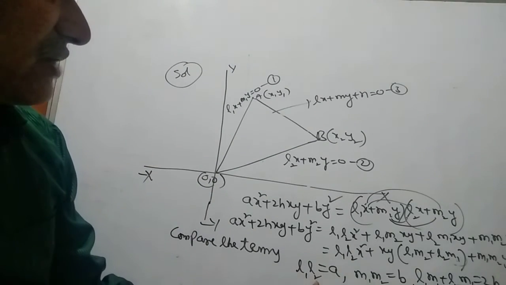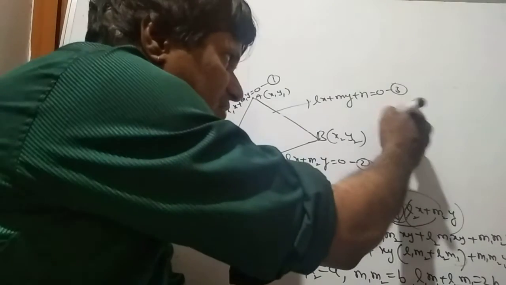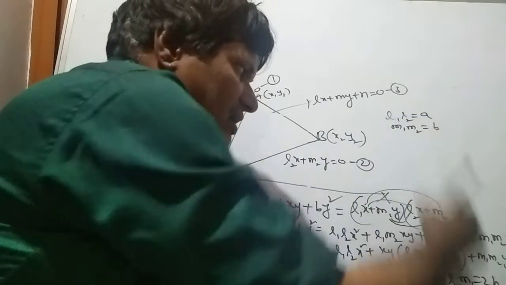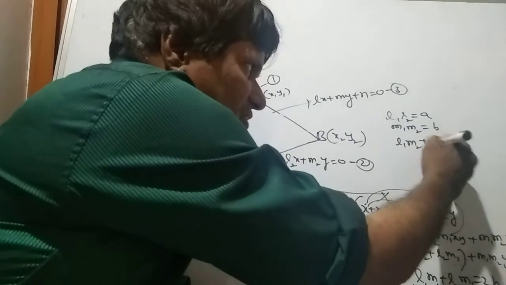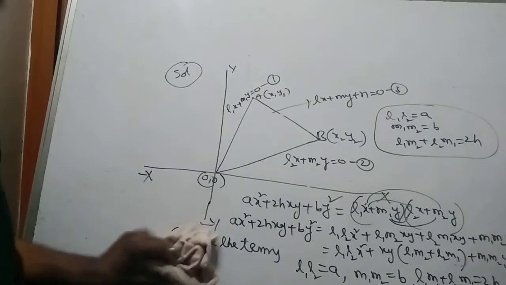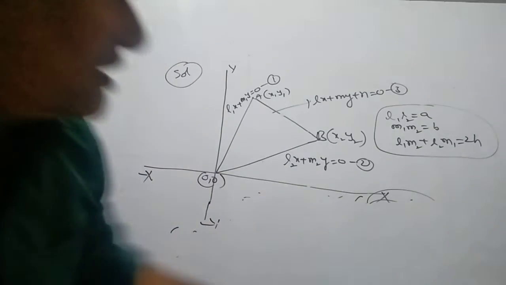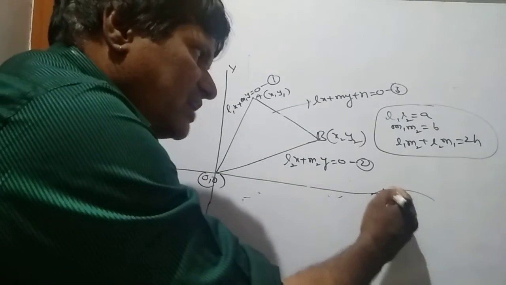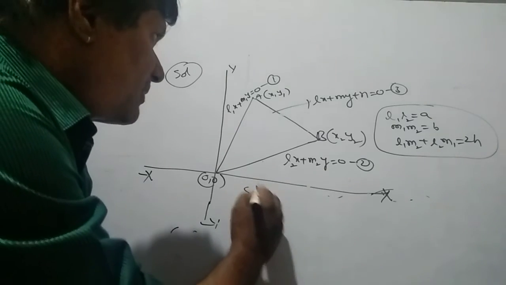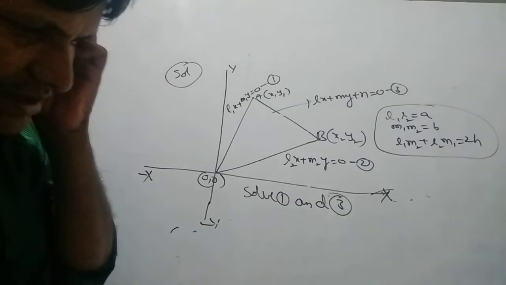What are the values? L1 L2 is equal to A, m1 m2 is equal to B, L1 m2 plus L2 m1 is equal to 2h. Write this down, and the figure must also be there, compulsory, for your understanding. First we have to find out x1 y1, by solving 1 and 3.